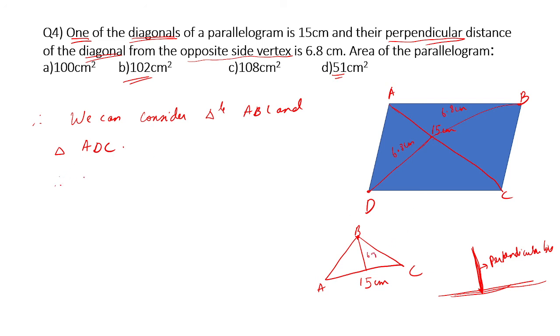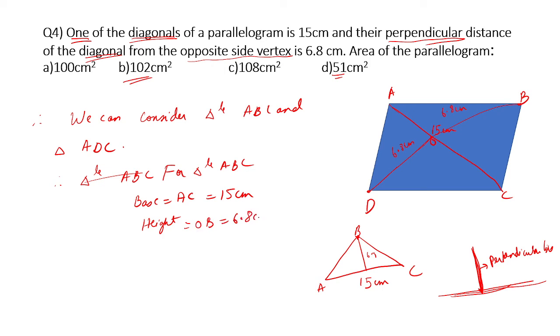Therefore, let's consider triangle ABC. For triangle ABC, what is the base? The base is AC and this is equal to 15 centimeter. And what is the height? The height is OB and this is equivalent to 6.8 centimeter. Now, how do I find the area of this triangle? You already know the base, you already know your height. That means you have the area of triangle ABC. You already have a big clue.